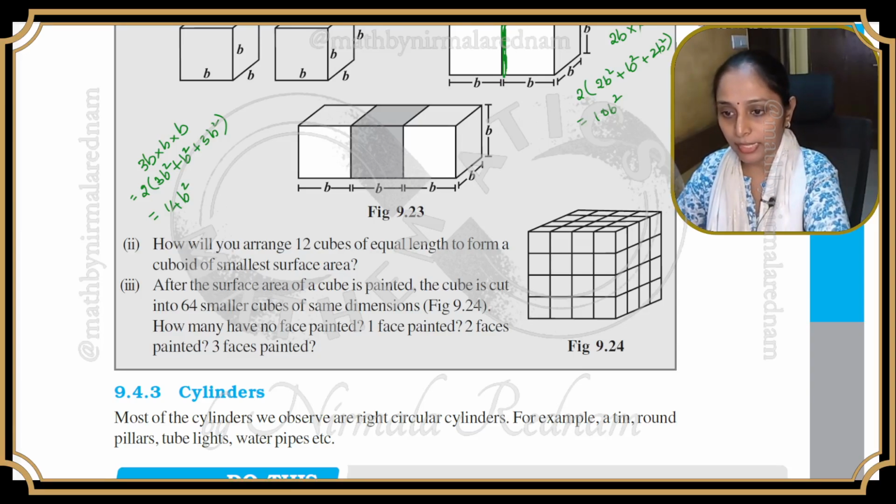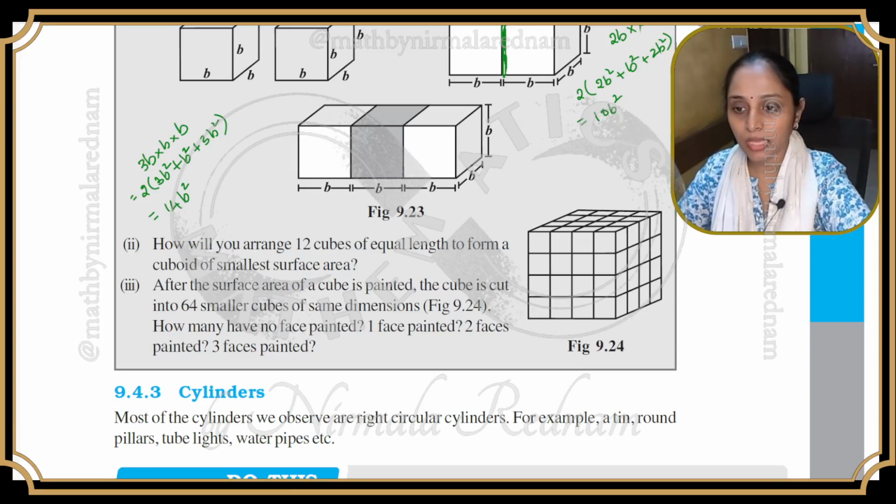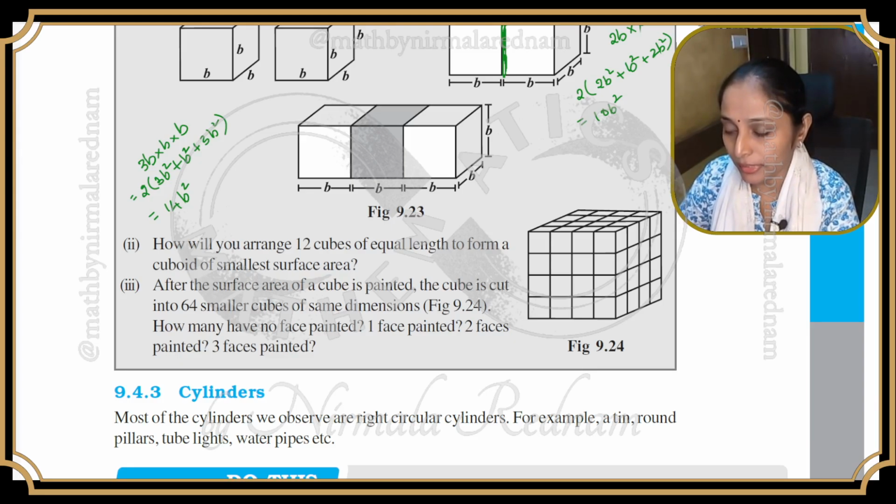So coming to the next question, they are asking us, after the surface area of a cube is painted, the cube is cut into 64 smaller cubes. In order to cut into 64 smaller cubes, you need to have, as they've already shown, four units on each side, on length, on breadth, and as well as on height. Now, how many cubes have no face painted, one face painted, two faces, and three faces painted?